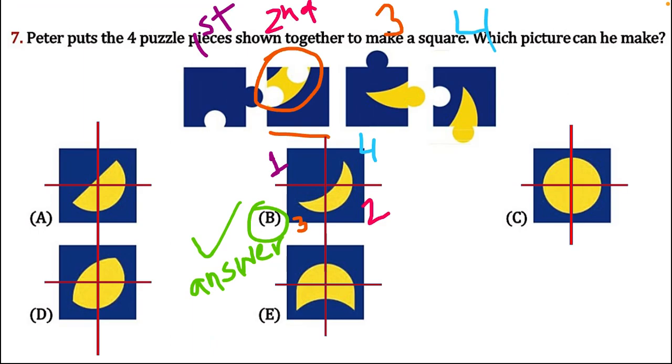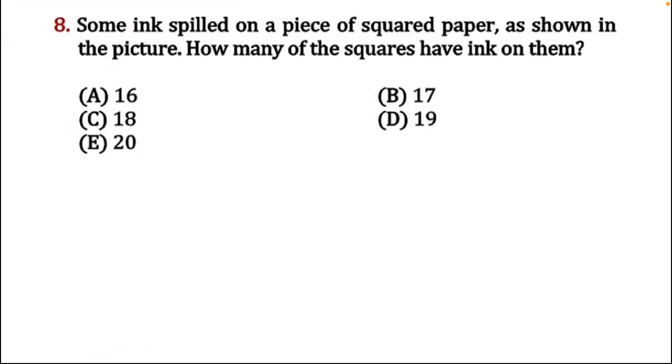Now move to question number 8. Some ink spilled on a piece of square paper as shown in the picture. How many of the squares have ink on them? Options are available: A 16, B 17, C 18, D 19, and E is 20.